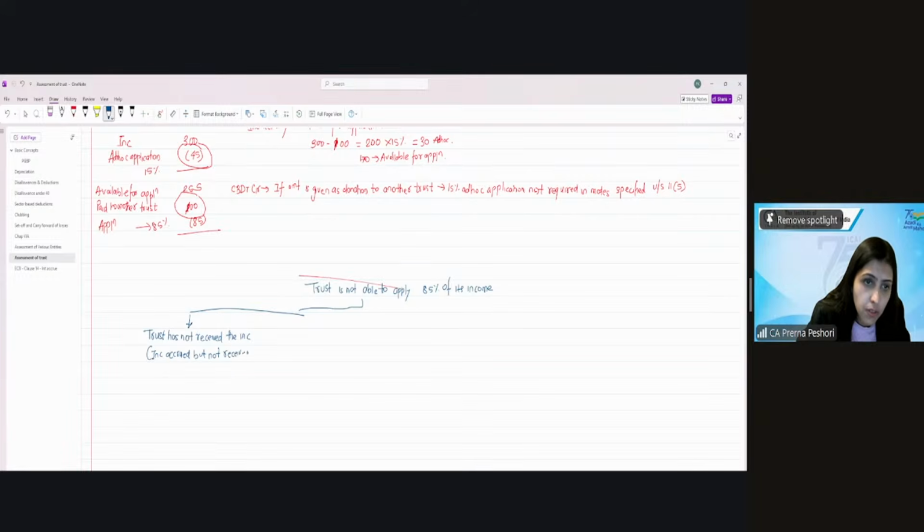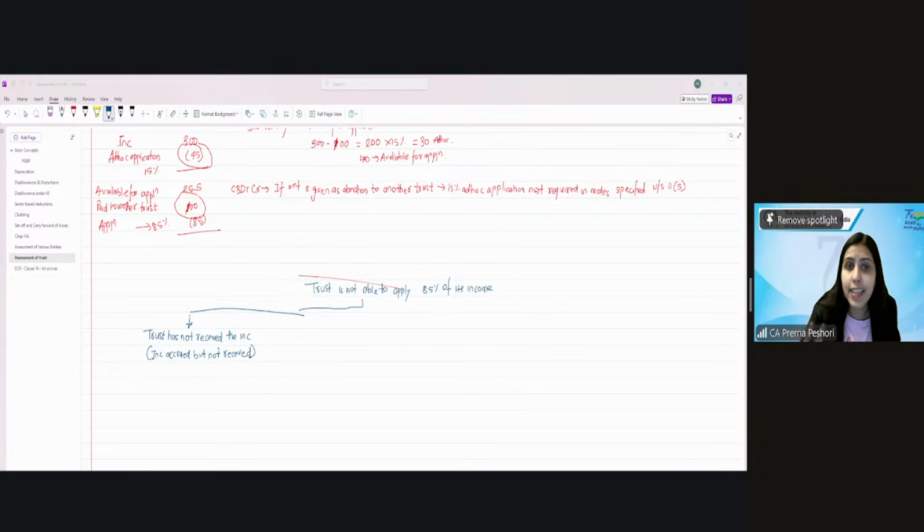But it is not received because I have to apply actually. I need to spend actually. That is only when I get the application. Even for the expenses, right? I don't get the expenses on accrual basis. I get it only when I actually pay the expenses. So in that particular case, I have an option of the deemed application. We'll see that. But first understand what are the cases in which the trust has not been able to apply.